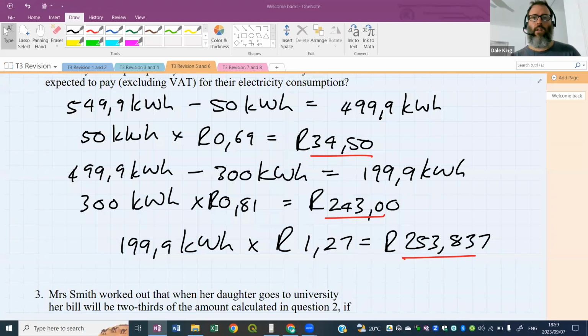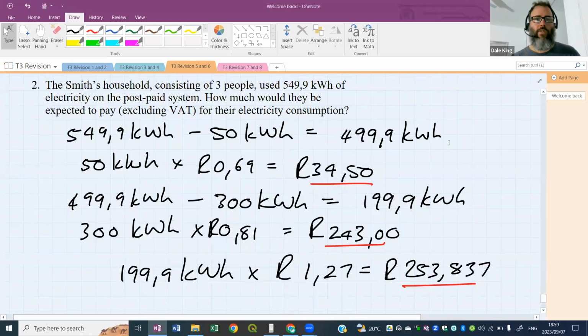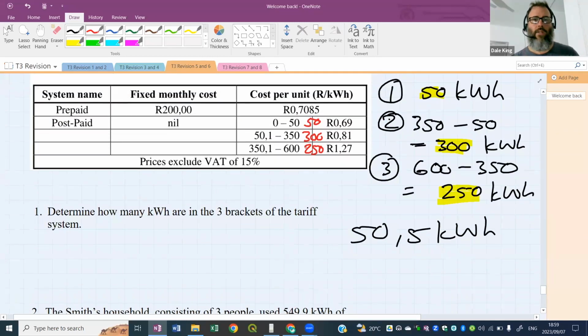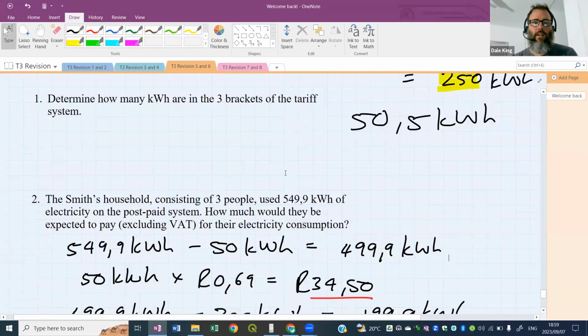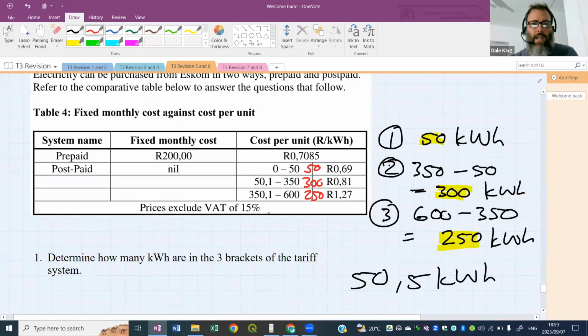Leslie, I'm going to quickly go through this again with you. So we said we got 549 kilowatts. But before we do the calculation, we have to look at our tariff table, and we see that we have 50 kilowatts in the first bracket, 300 kilowatts in the second bracket, and 250 kilowatts in the third bracket. So we're going to end up somewhere in this third bracket with 549. We're going to go through the first bracket, use all the kilowatts in there, through the second bracket, use all the kilowatts in there, and end up in the third bracket.